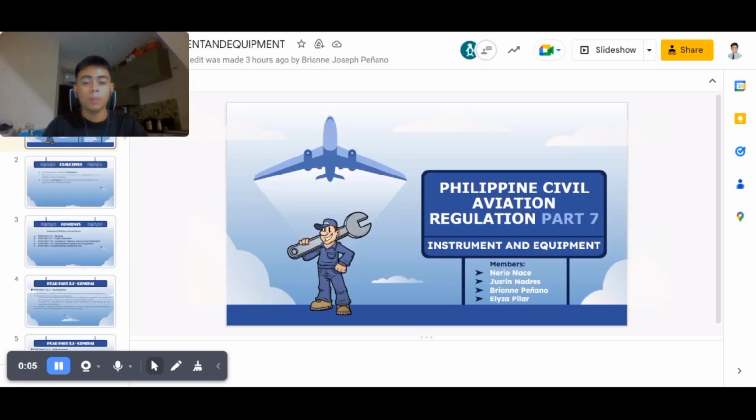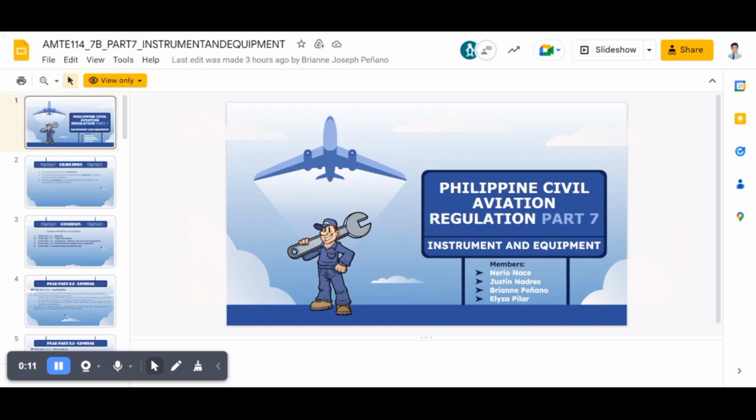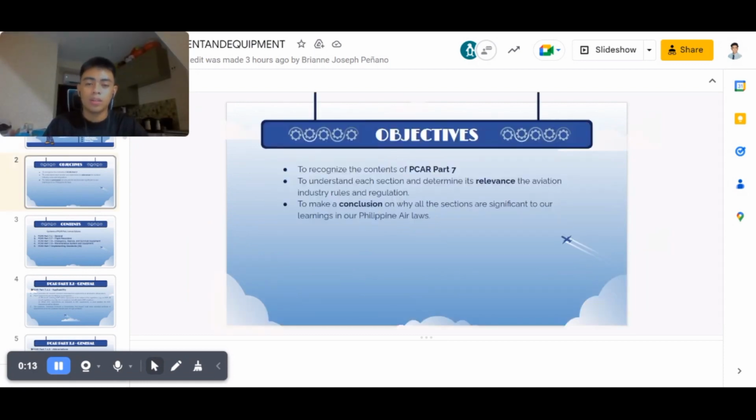We are the group PCAR Part 7, and today we're going to tackle and understand the contents of PCAR Part 7, Instrument and Equipment. So, what are the objectives of today's discussion? First is to recognize the contents of PCAR Part 7, to understand each section and determine its relevance to the aviation industry, rules, and regulation, and to make a conclusion on why all the sections are significant to our learnings in Philippine air laws.